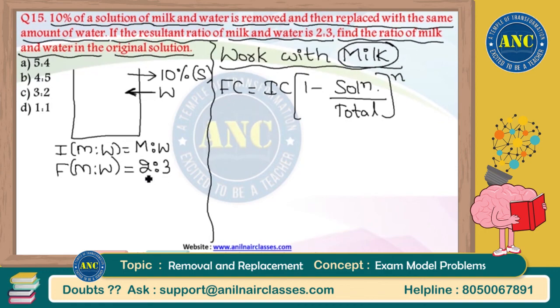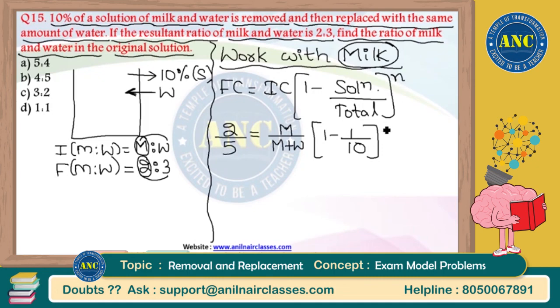Final concentration is out of total 2 plus 3, 5 liters. 2 liters belongs to milk. Why should I take milk? Because that is the parameter that is decreasing. It is equal to the initial concentration out of total M plus W. Total is M plus W, just like I did 2 plus 3. M liters belongs to milk, into 1 minus solution taken out. So it is 10 percentage. 10 percentage is nothing but 1 by 10. It is not repeated another time, so the power should be 1 itself.